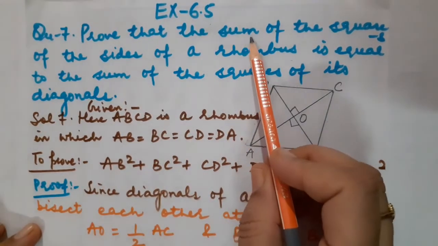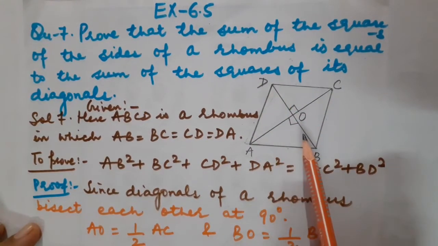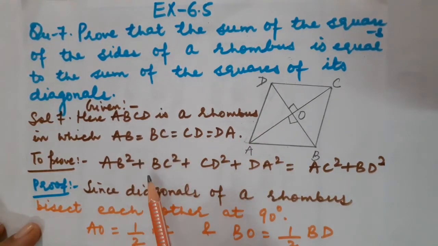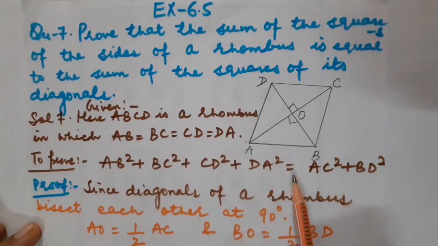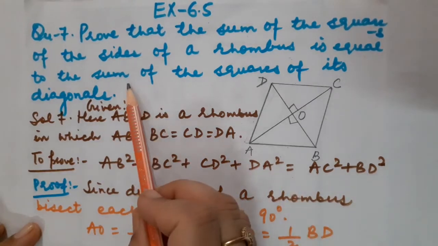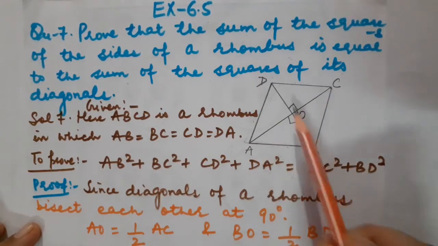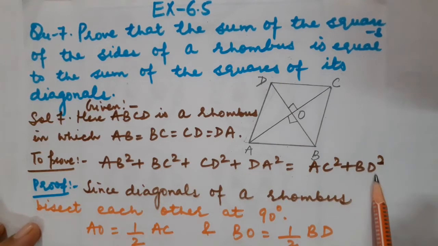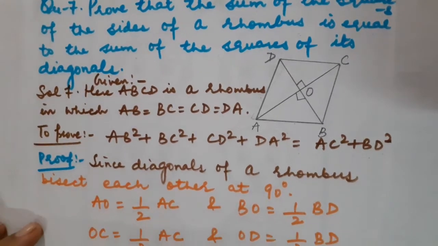We have to prove that sum of the square of the side of a rhombus. So you know that rhombus has four sides. So let us take the sum of the square of the side of the rhombus. So this is AB square plus BC square plus CD square plus DA square. This is equal to what? Sum of the square of its diagonal. Where are the diagonals? AC as well as BD. So this must be equal to AC square plus BD square. This we have to prove. Got it? So let us start its proof now.